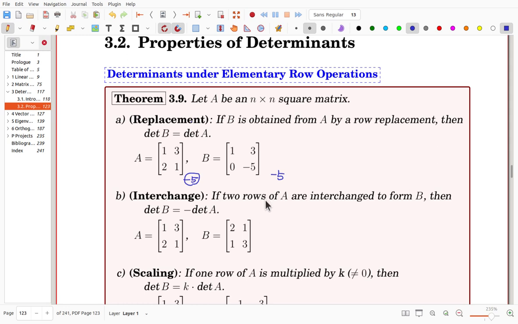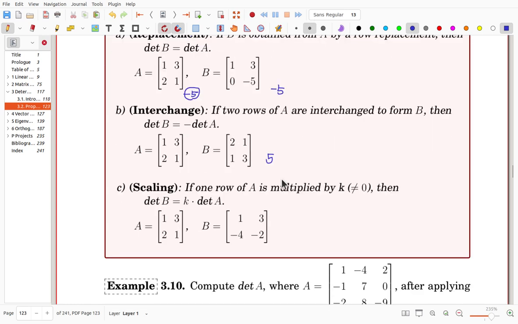How about interchange? When an interchange is applied to get B from A, then the determinant of B is the negation of the determinant of A. Okay, the same matrix and a row interchange is made. If we compute the determinant, 6 minus 1, AD minus BC, so it is 5. It is the negation of the determinant of A.